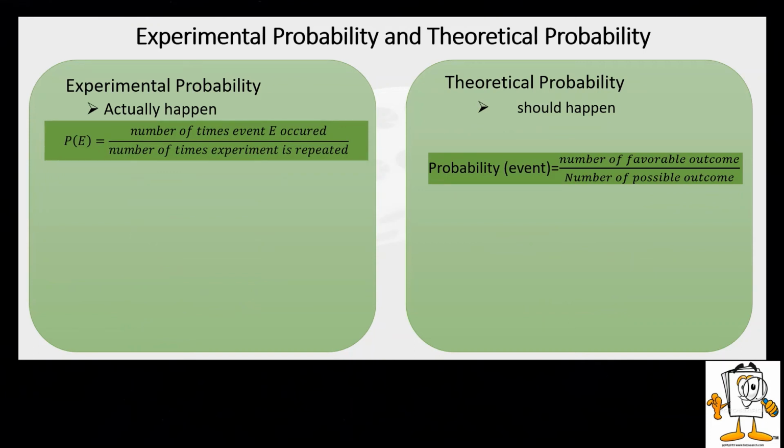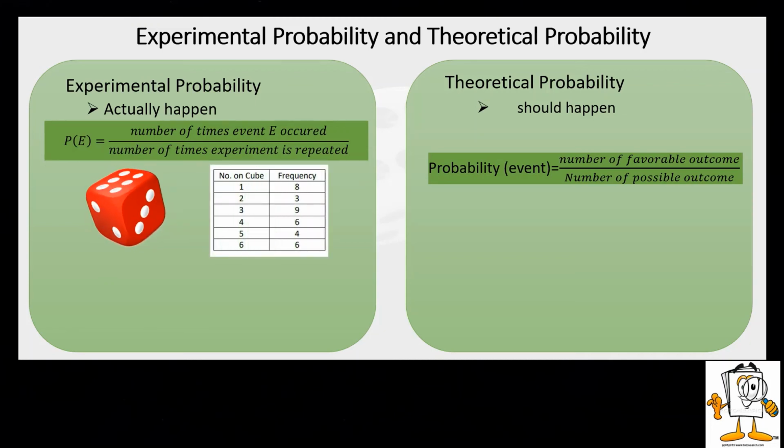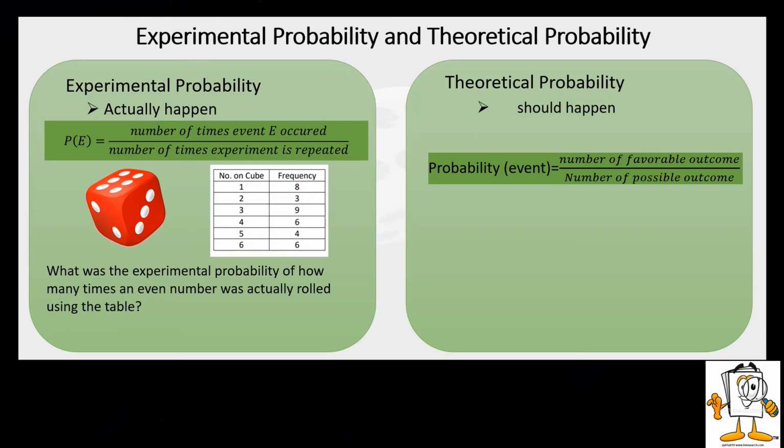Another example. If you rolled a die 36 times, the following results are tabulated. What was the experimental probability of how many times an even number was actually rolled using the table? So tingnan natin ilang beses nag-land sa even number. Sa number 2, we have 3 times. Sa number 4, we have 6 times. Sa number 6, we have 6 times. So i-add lang natin yung frequency. 3 plus 6 plus 6 is equal to 15. So therefore, the probability of getting an even number based on the table is 15 over 36, or that is equivalent to 5 over 12.